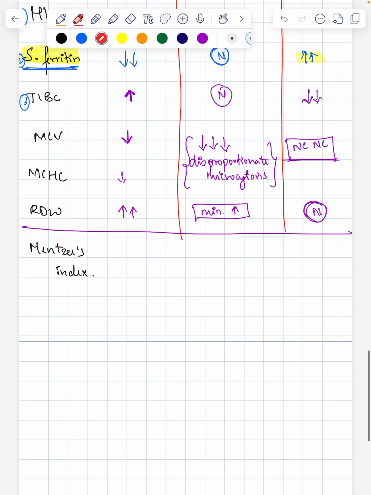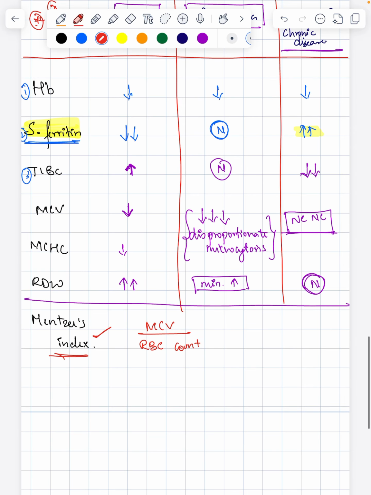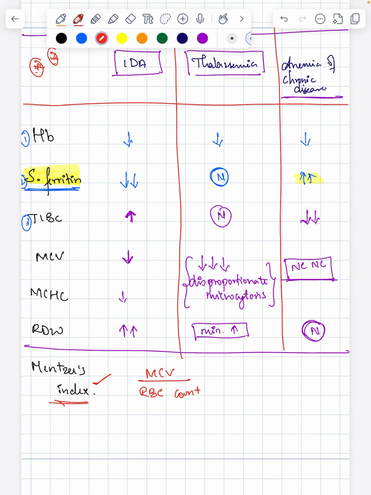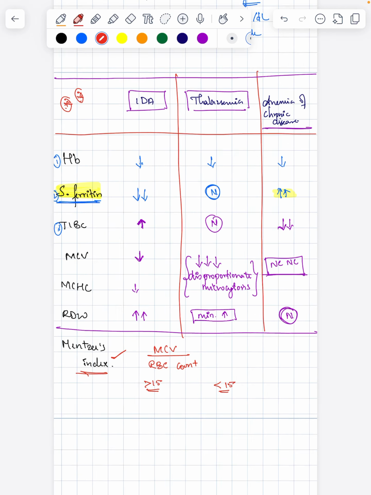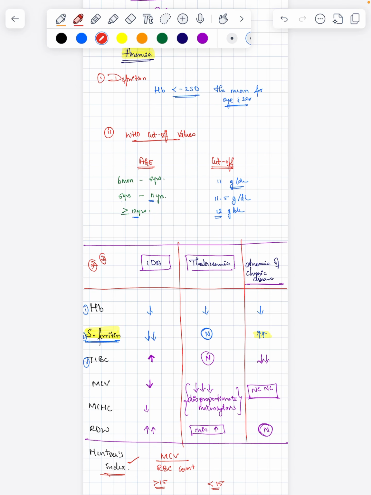Next, what is Mentzer's index? Mentzer's index is MCV divided by your RBC count. For what do we use this index? This is used to differentiate between iron deficiency anemia and thalassemia. It will be more than 15 in iron deficiency anemia, while it will be less than 15 in thalassemia. So these are the important points you need to know about anemia for your TNMRB 2026.